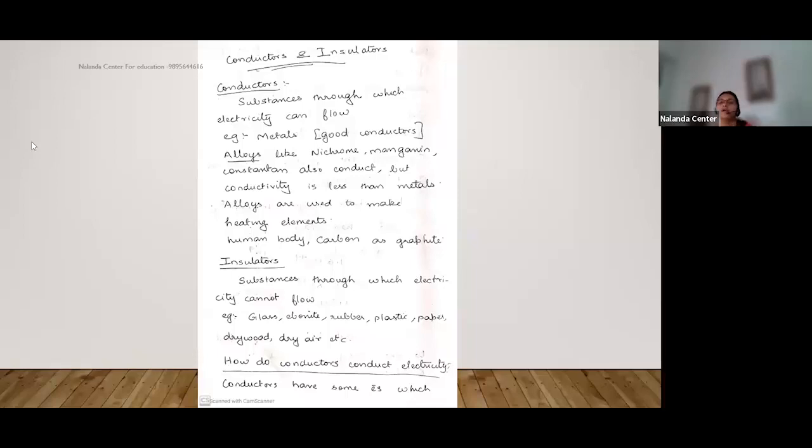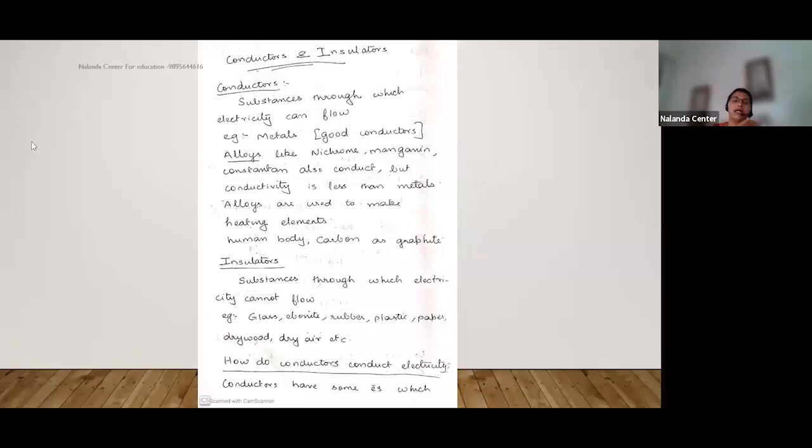So in order to make use of that heat, we use alloys in bulbs, electric bulbs, or iron box, and all those things. Human body is also a resistor because it does not conduct electricity in a very good way. All right. Carbon as graphite also conducts electricity. Human body is not a very good conductor, but it does conduct electricity.